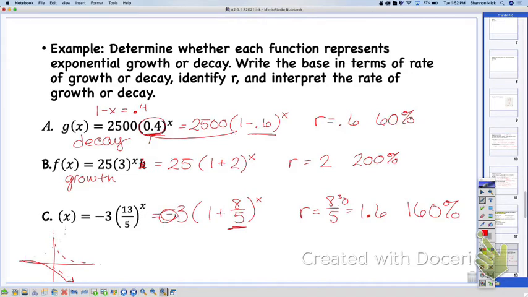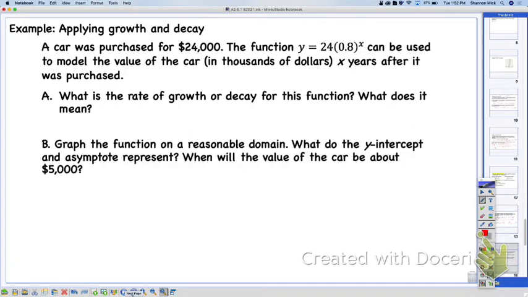Okay, so a car was purchased for $24,000. The function is y equals 24 times 0.8 to the x, which can be used to model the value of the car in thousands of dollars x years after it is purchased. So 24 came from what? The price of the car. Do you see what they did? Instead of putting 24,000, they just said in thousands of dollars, right? So the person at the end knows to multiply by 1,000. Much neater, correct? Yes.